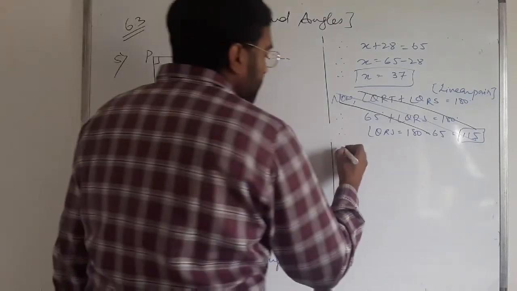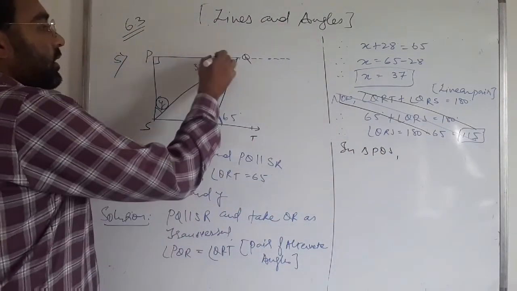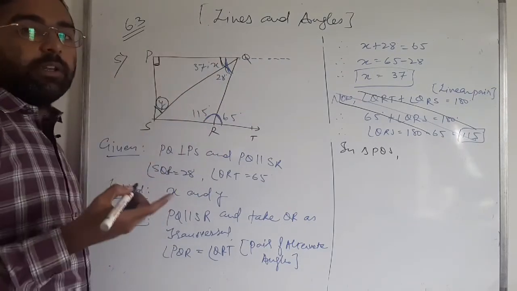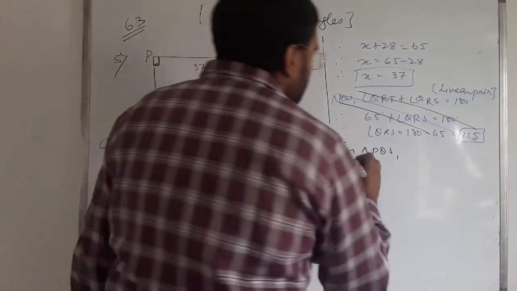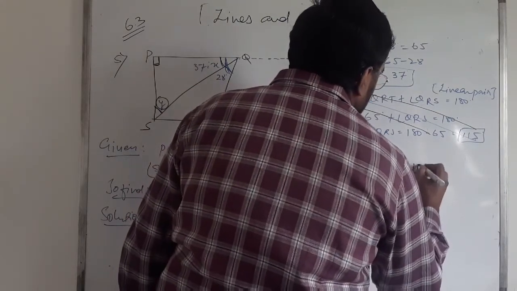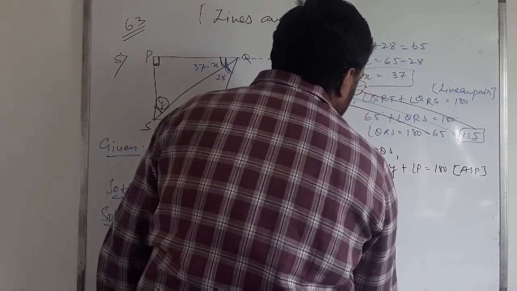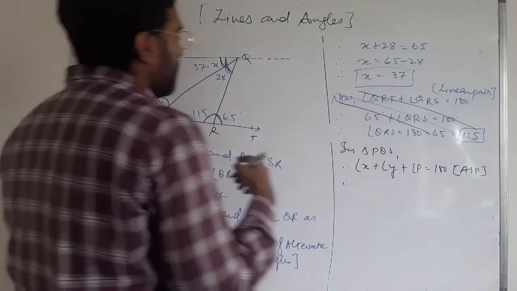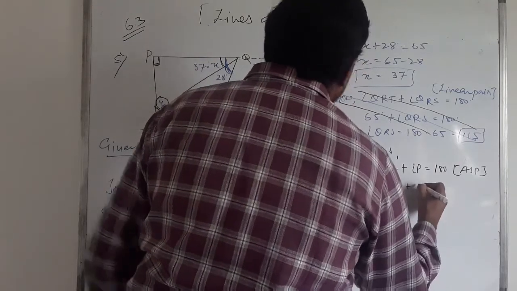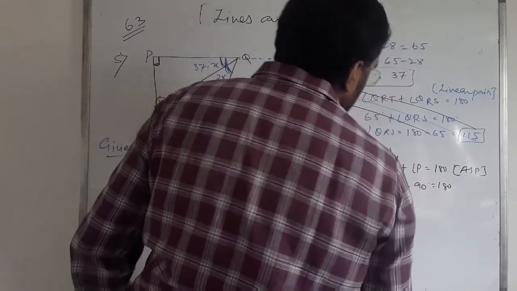In triangle PQS, angle X plus angle Y plus angle P is equal to 180 degrees, by the angle sum property. Angle X is 37 degrees, plus angle Y which we have to find, angle P is given as 90, is equal to 180 degrees.